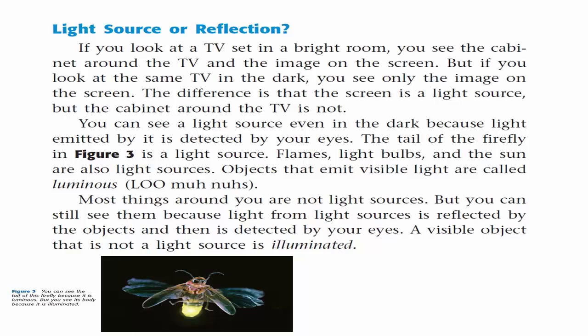The tail of the firefly in Figure 3 is a light source. Flames, light bulbs, and the sun are also light sources. Objects that emit visible light are called luminous. Most things around you are not light sources, but you can still see them because light from light sources is reflected by the objects and then is detected by your eyes. A visible object that is not a light source is illuminated.